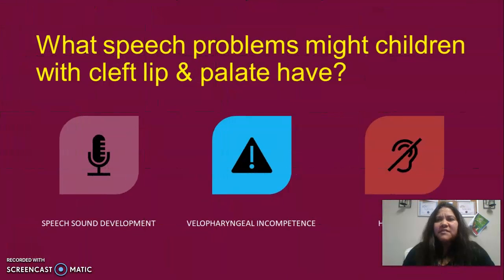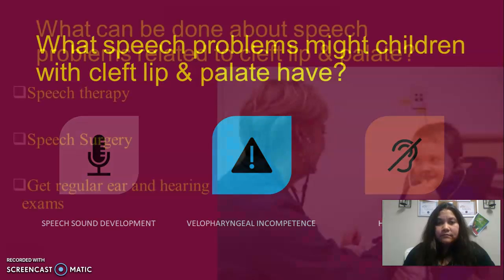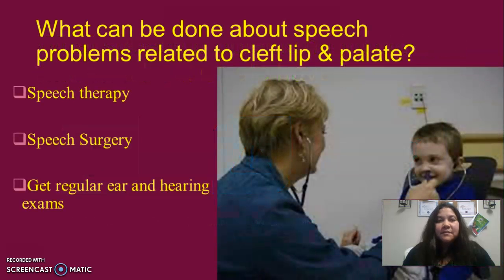What speech problems might children with cleft lip and palate have? Speech sound development, velopharyngeal incompetence, and hearing loss. What can be done about speech problems related to cleft lip and palate? Speech therapy, speech surgery, and regular ear and hearing exams.